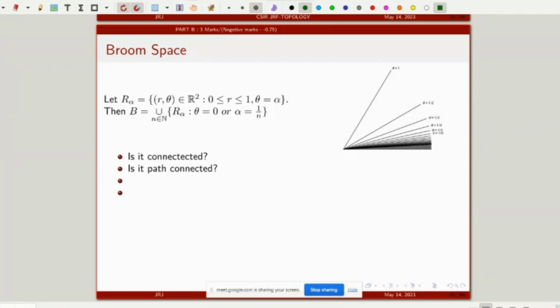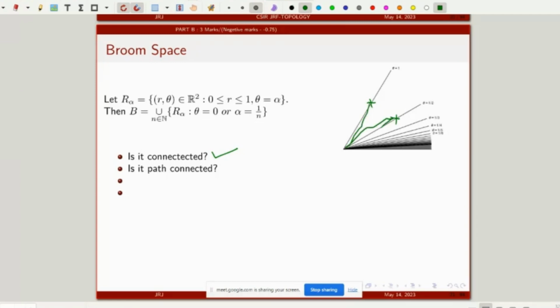Yes, ma'am. This is connected. Is it path connected? Will we be able to produce a path between any two points? Suppose I take a point from here and a point from here, will I be able to produce a path? Yes, we can take this path.